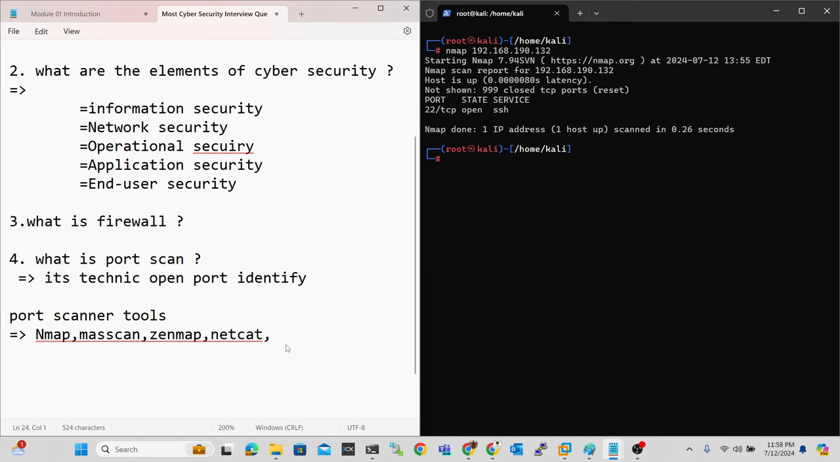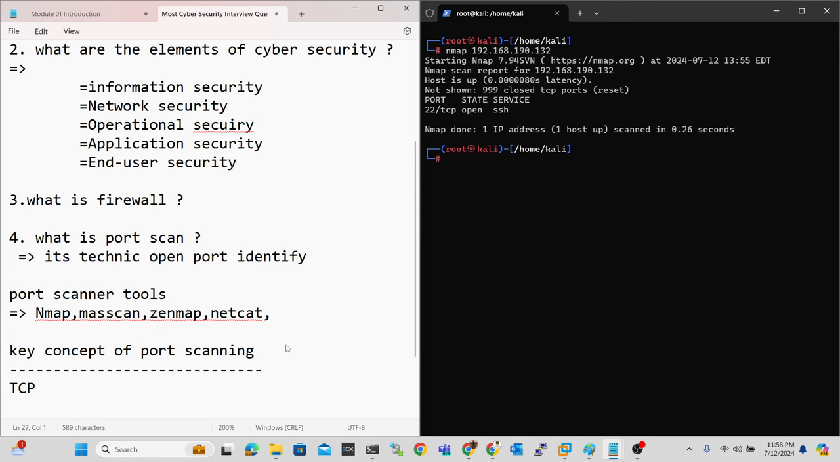Before that, I'll discuss key concepts of port scanning. One type is TCP, another is UDP. What is TCP? It's transmission control protocol.